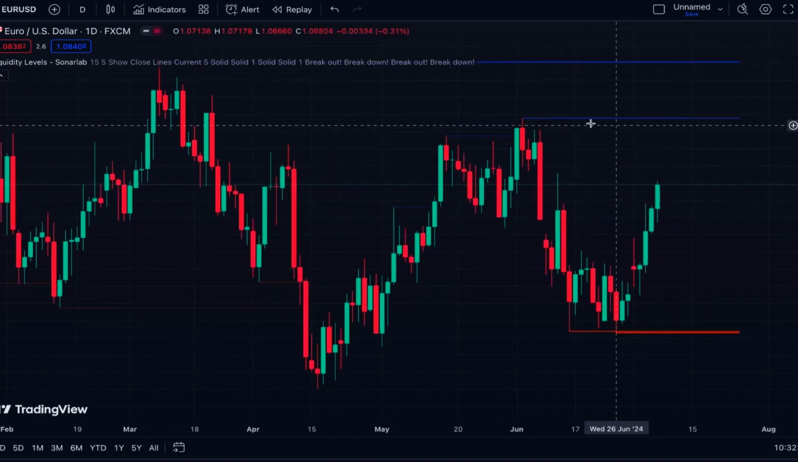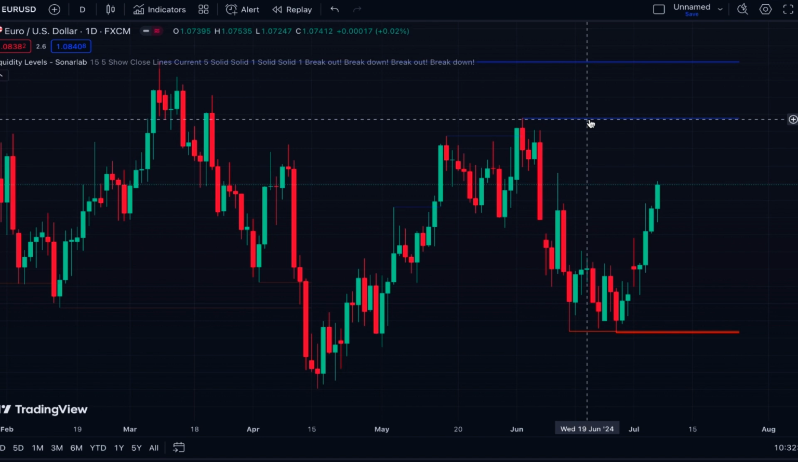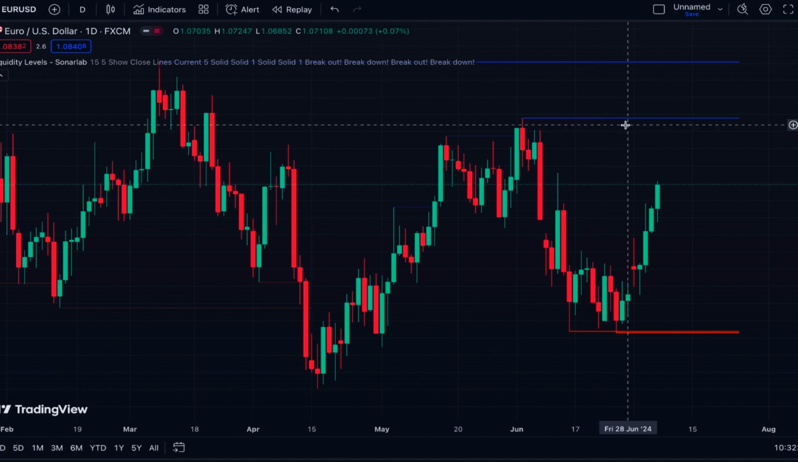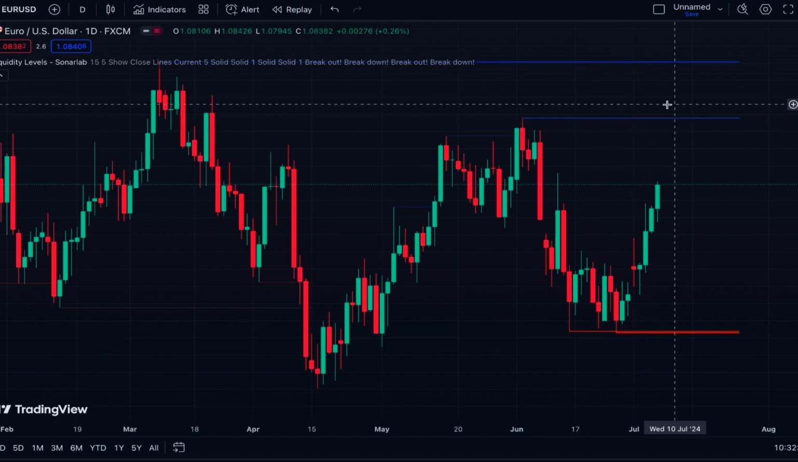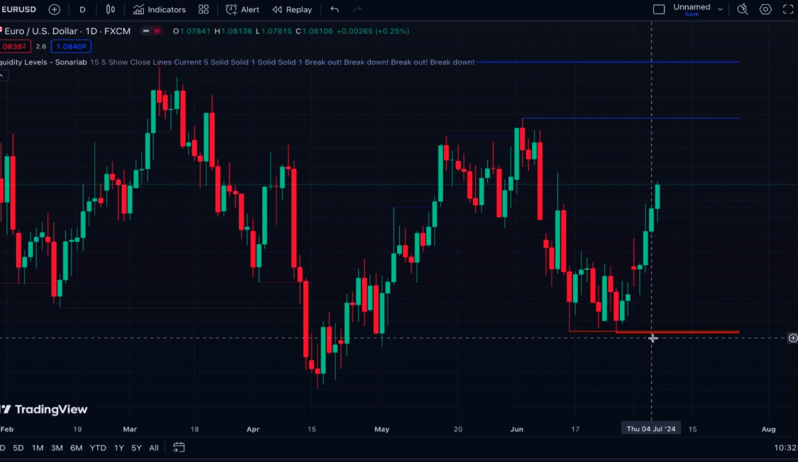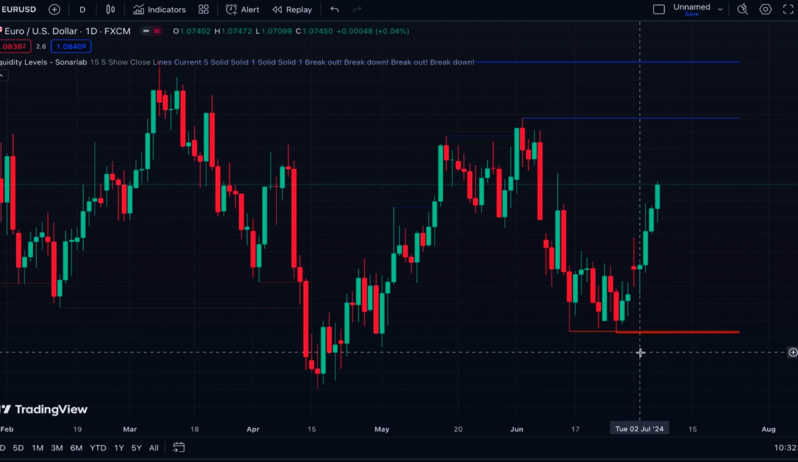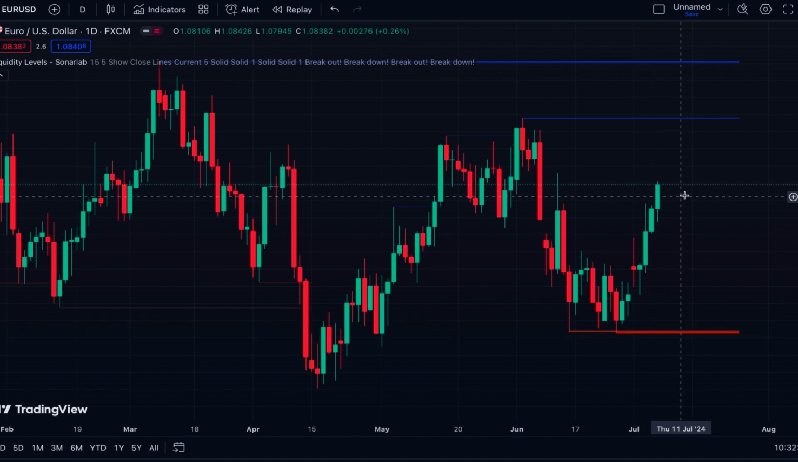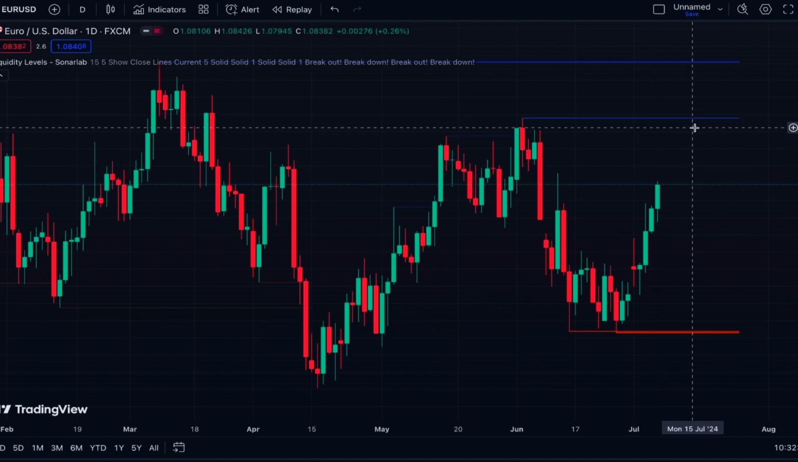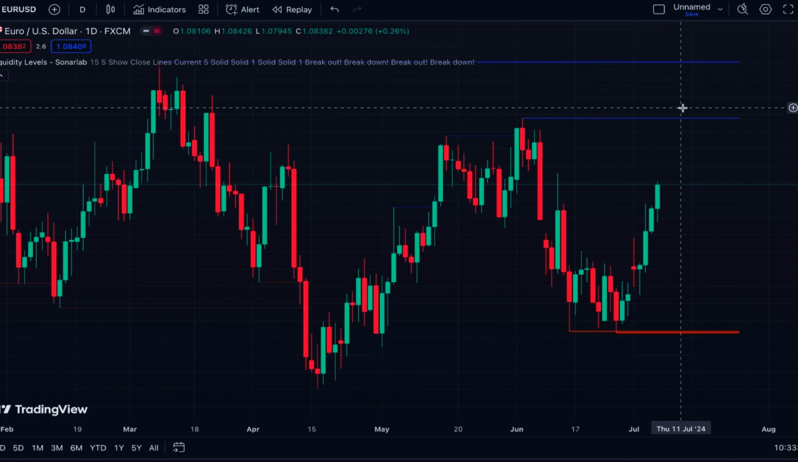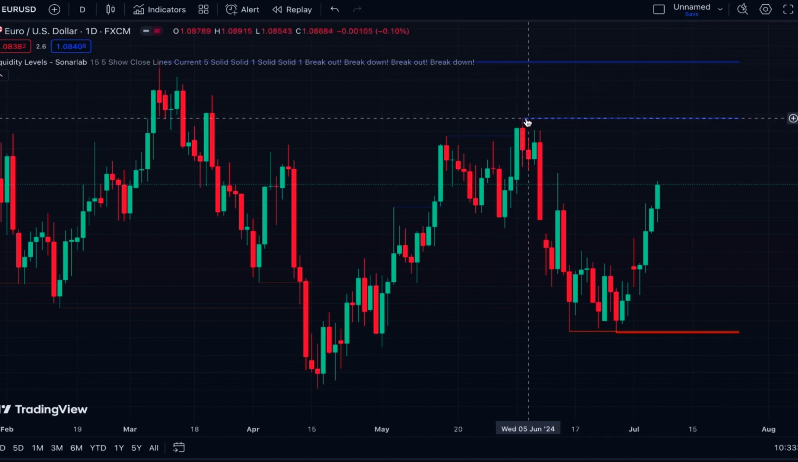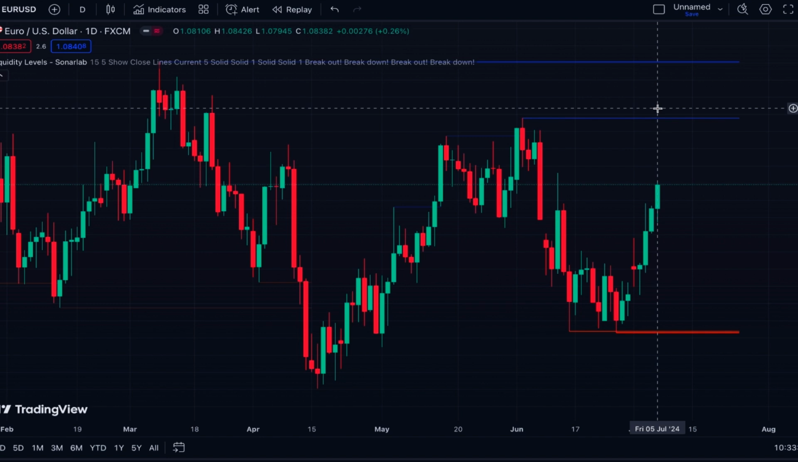As you know, buy side liquidity is the area of the chart where traders who enter a short position place their stop losses. On the other hand, sell side liquidity is the area of the chart where long position traders will place their stop losses. For example, a trader who enters a short position here will place the stop loss in this area because they believe if they are wrong, the price will break this level, so they consider this area for exiting their position.